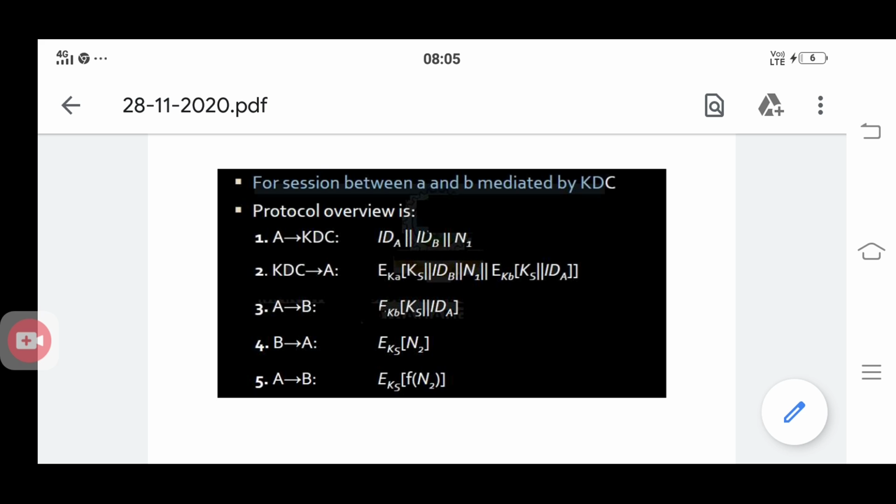Then A and B can communicate. This is the Needham-Schroeder protocol.